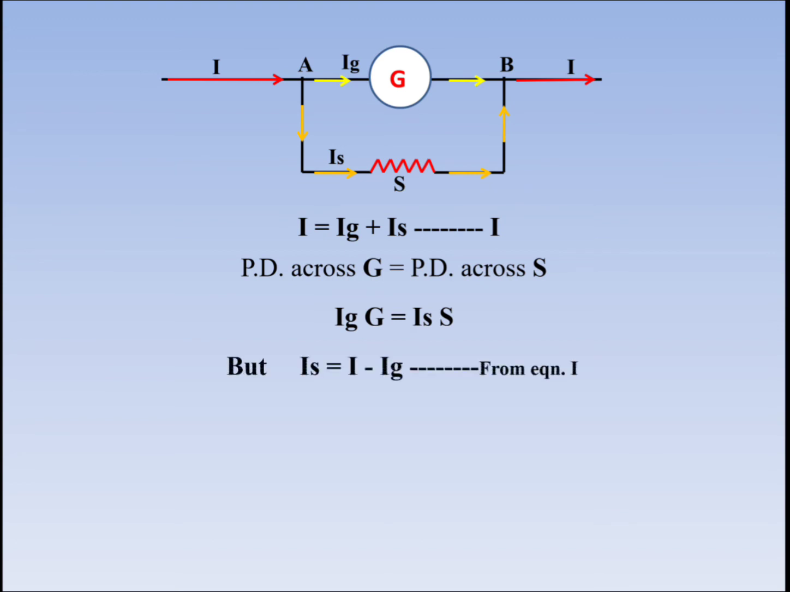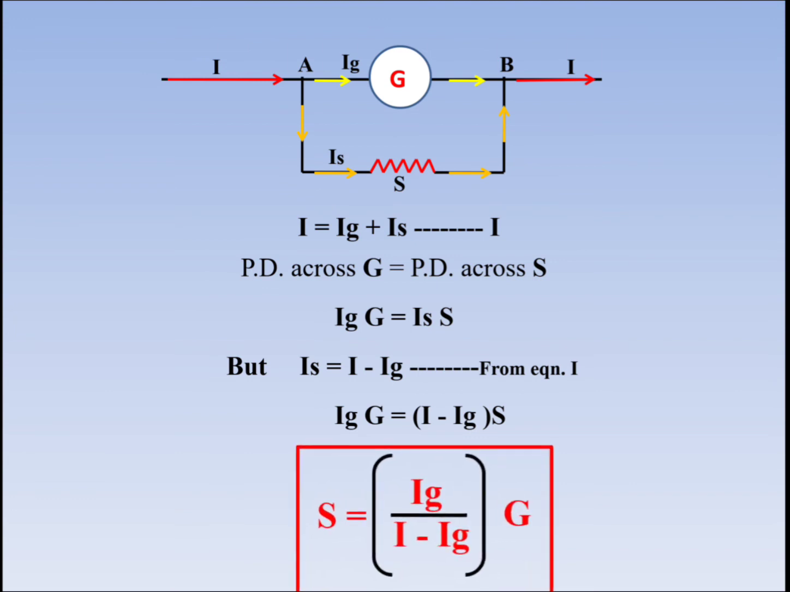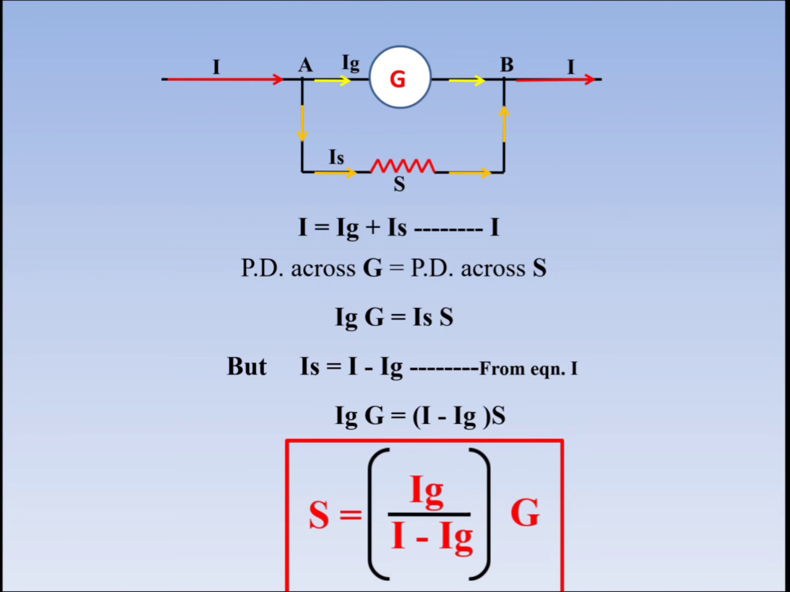But we know that Is is equal to I minus Ig. Therefore, we get Ig into G is equal to (I minus Ig) into S. By rearranging the terms, we get S is equal to Ig upon (I minus Ig) into G. This expression gives the value of shunt resistance that should be connected in parallel with the moving coil galvanometer so as to convert it into an ammeter.